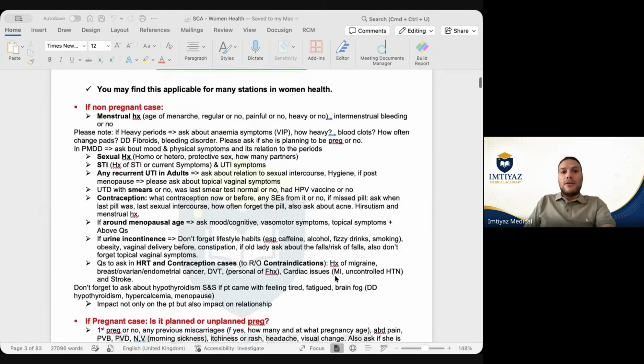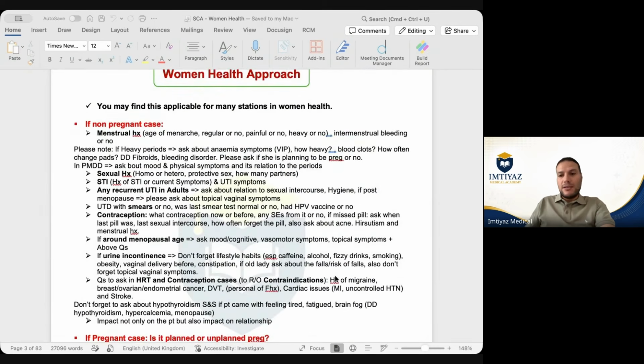That is the general approach for women's health. Believe me, what we have mentioned now will save time while you are studying the chapter. Why? Because you know that for STI cases you need to ask about 1 to 3, HRT 1 to 3, contraception 1 to 3, and so on.